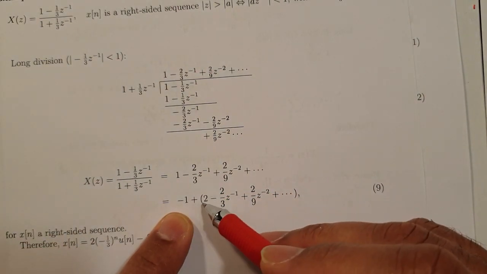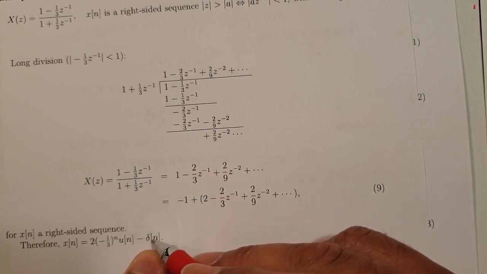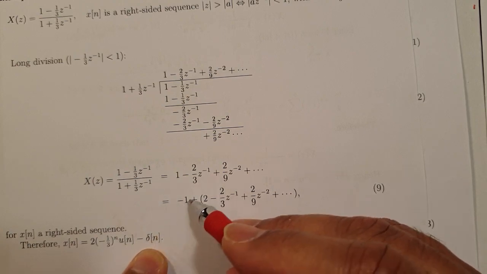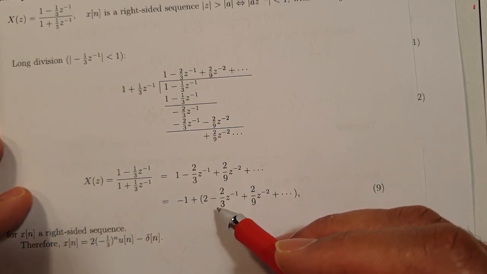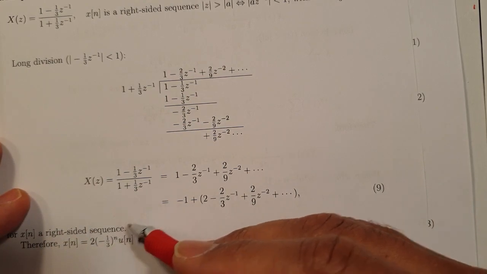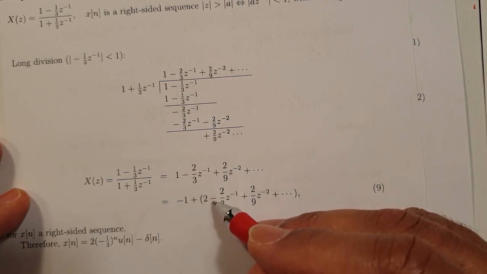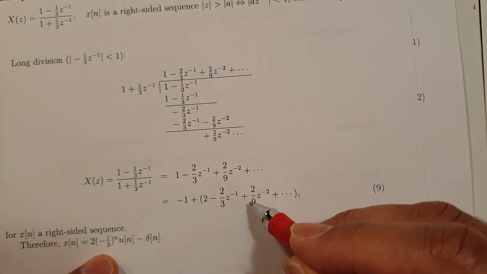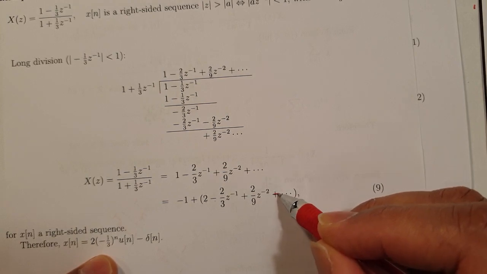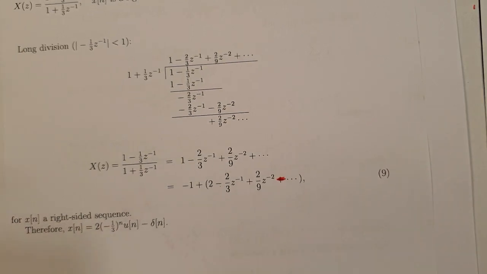Then I get the same, but this minus 1 here will give me a delta at 0, and the other will be minus 1/3 to the power of n, and you see that the sign is alternating. So when n is 1, when it's odd, we have negative, and when it's even, it's positive, so the next term actually would be a negative term, and so on.